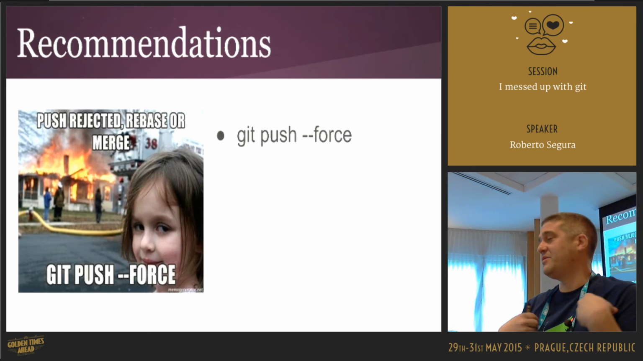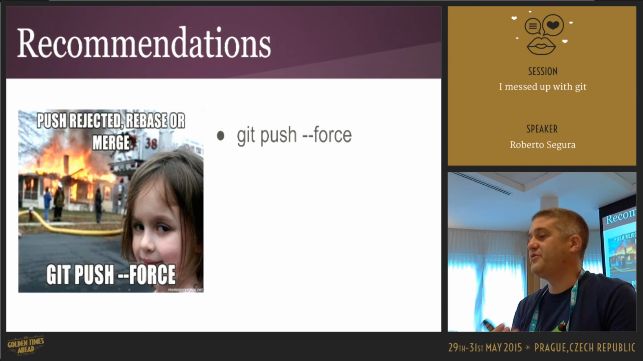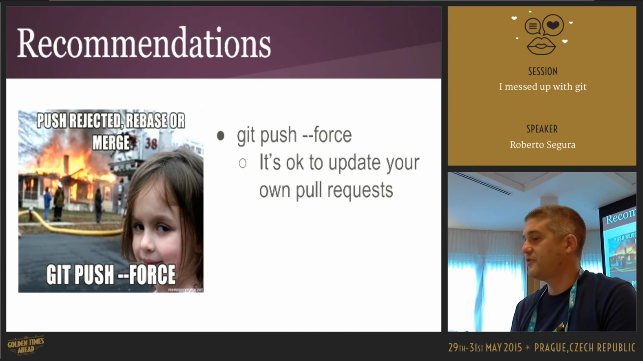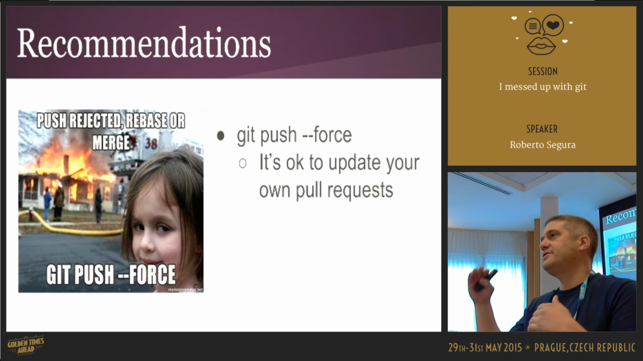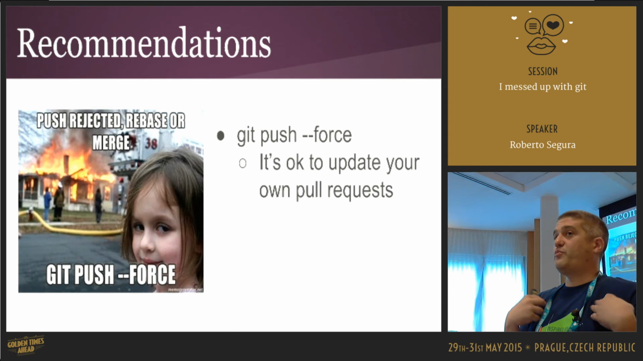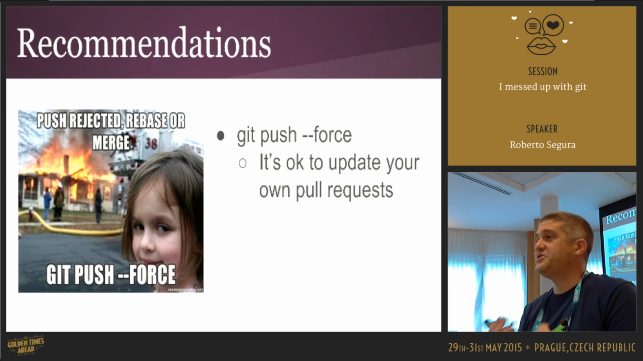So if you cannot push, it's for a good reason. Fix it locally and then push. You don't need force. There are cases where git push force makes sense. For example, you have a pull request. I always recommend that you rebase your commits, but forget it for now. When you have your own pull request and you are the only one contributing to that branch, it's your history, you can change the history. So it's okay that you git push force.